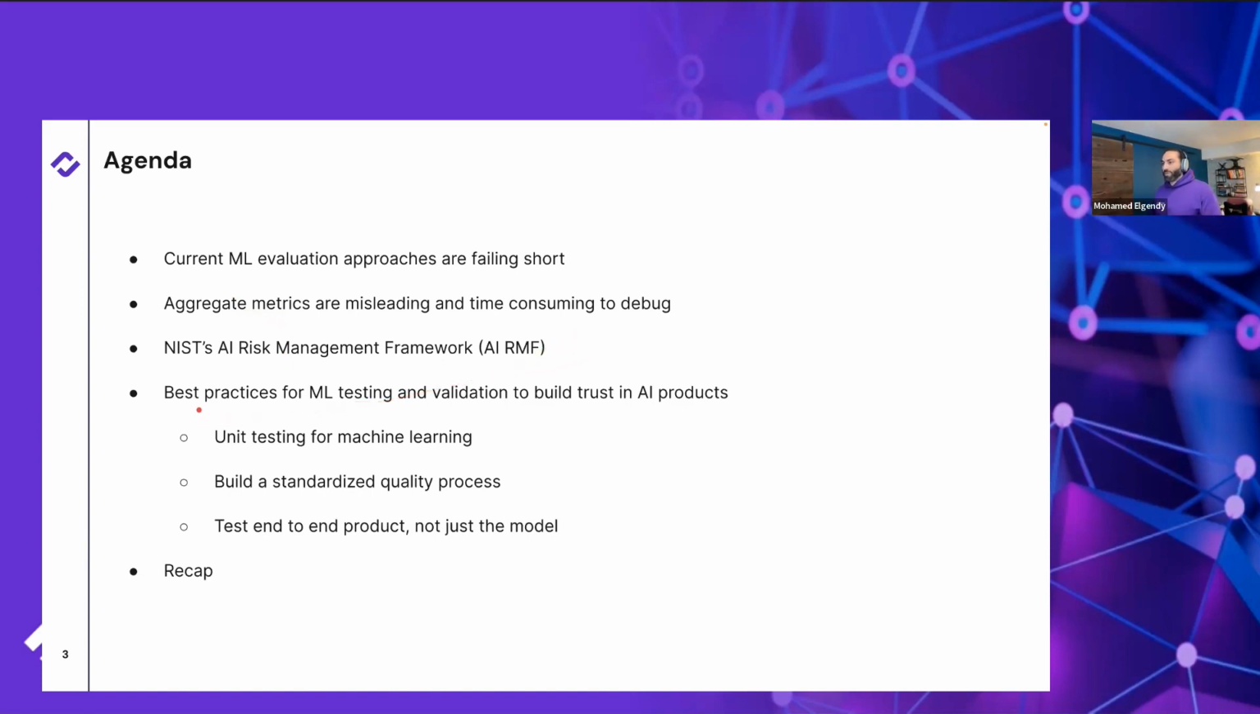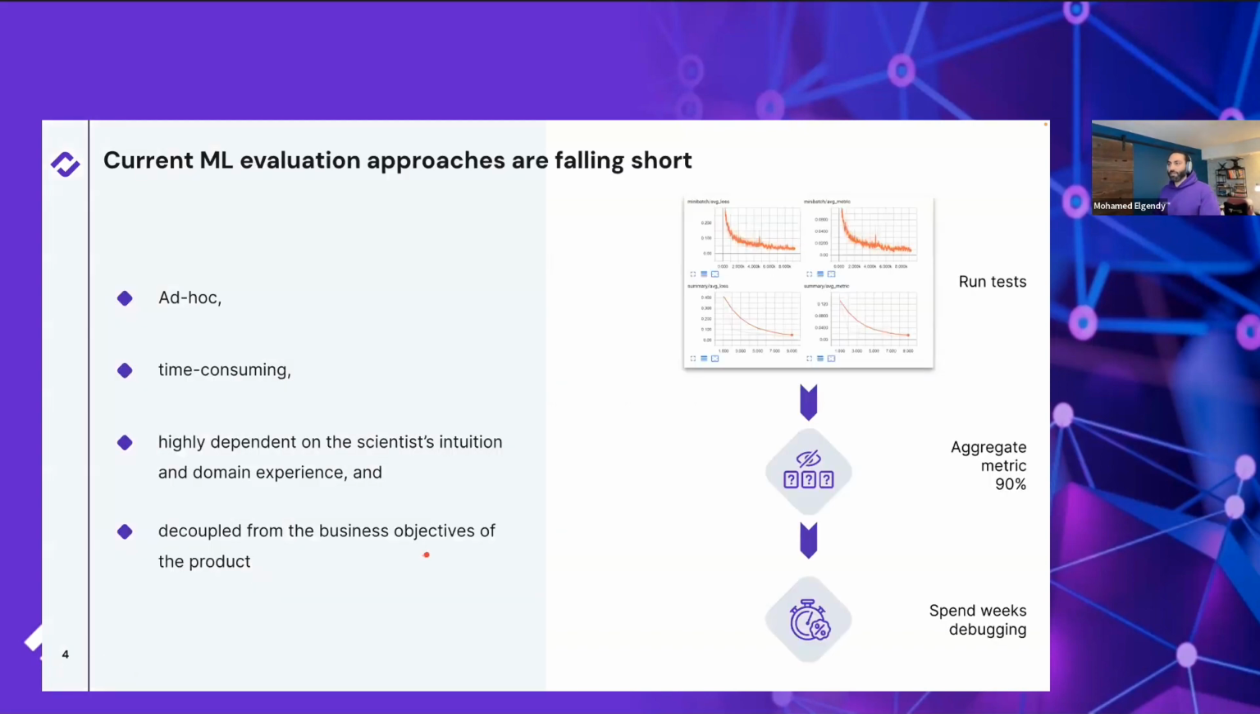Next, I will jump into best practices for model testing and validation to build trusted AI products. We'll go through unit testing for machine learning, how we can build a standardized quality process for our products, and how we can build up an infrastructure to allow us to test end-to-end products, not just the model. And we're going to go through a quick recap. All right, so let's get started.